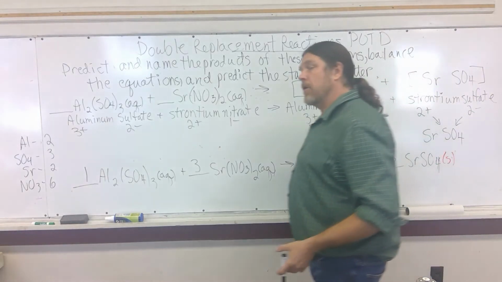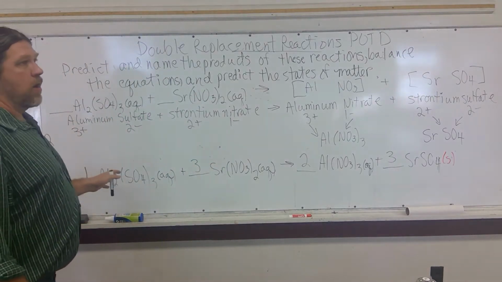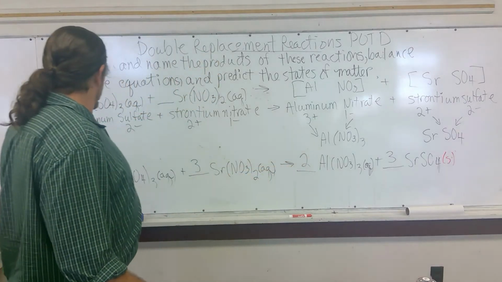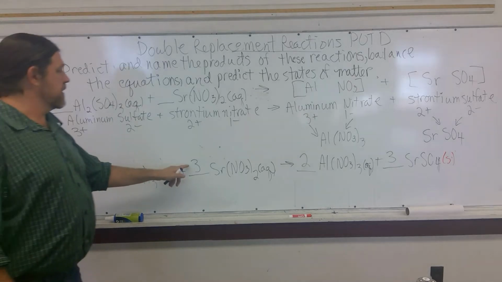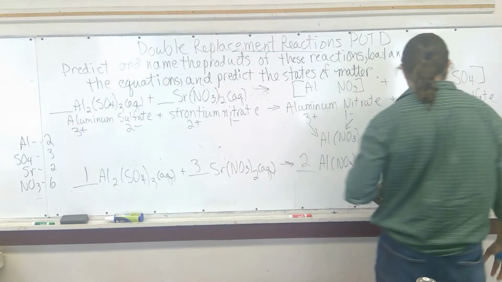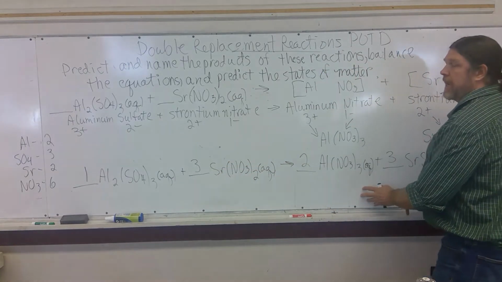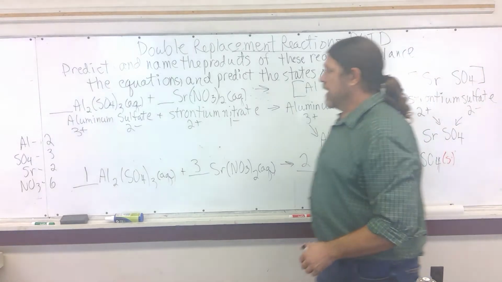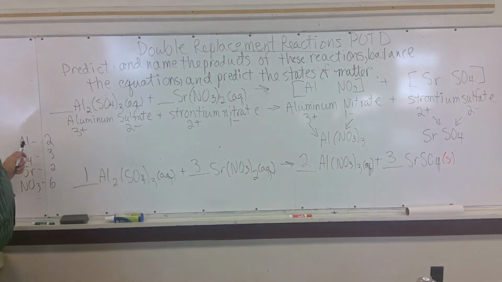From there, now we can balance mass. We assume that we're obeying the law of conservation of mass algebraically by counting up all of our particle representations. And when we do this, we're able to find a lowest common denominator that gives us the most efficient way of guaranteeing an equivalence of mass on each side of the arrow. And when we do a count, we see that with our 1:3:2:3 ratio, we have 2 aluminums on each side, 3 sulfates on each side, 2 strontiums on each side, and 6 nitrates on each side.